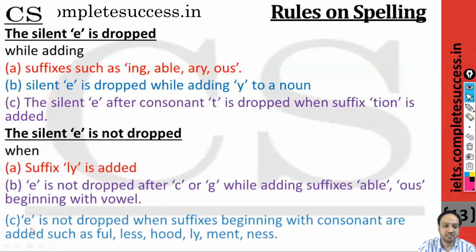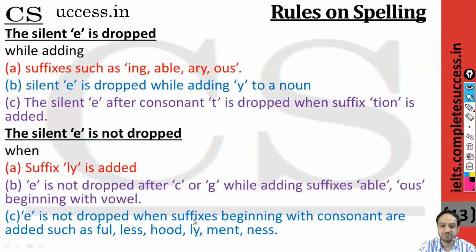And the last portion is that E is not dropped when suffixes beginning with consonants are added, such as ful, less, hood, ly, ment, and ness. All these suffixes start with a consonant. So when we add these, we do not drop the letter E. So this is a quick recap.